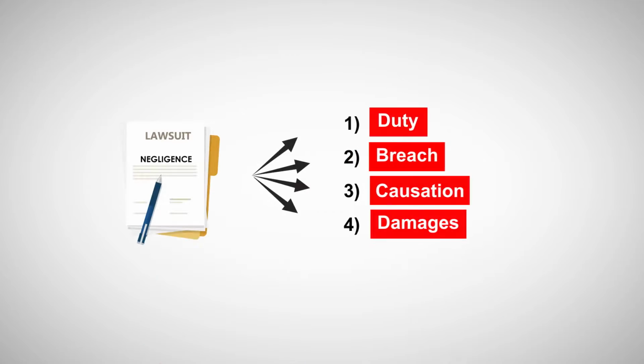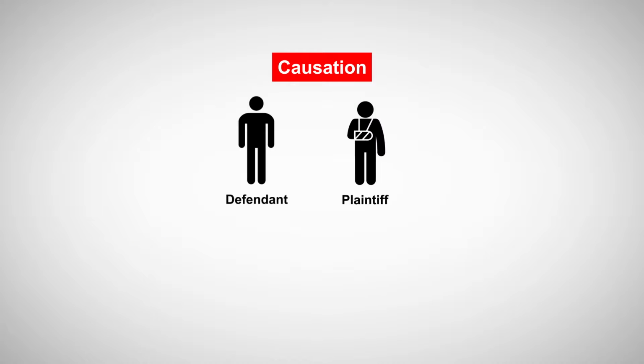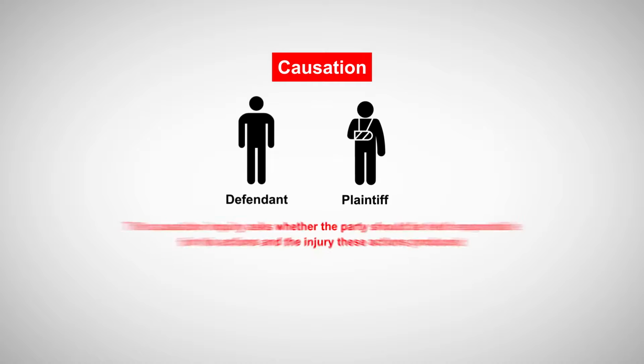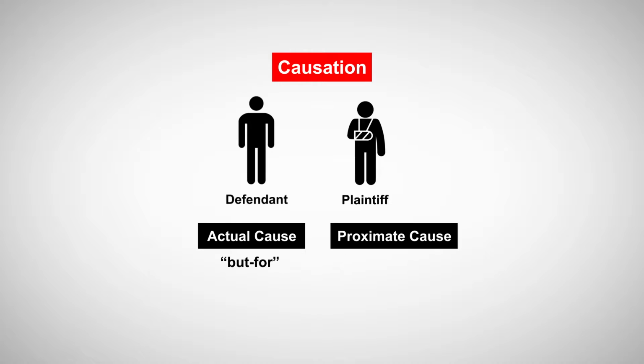The third element is causation. Causation links the defendant's breach of duty to the plaintiff's injuries. The causation inquiry asks whether the party should be held responsible for his actions and the injuries these actions produced. Causation is broken down into two categories: actual cause, or so-called but-for cause, and proximate cause.